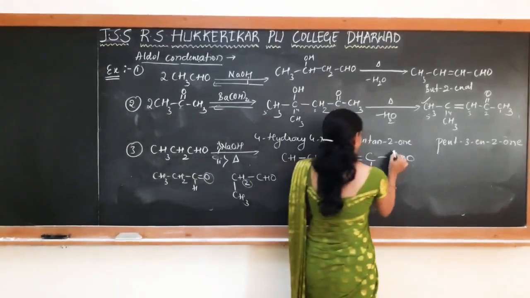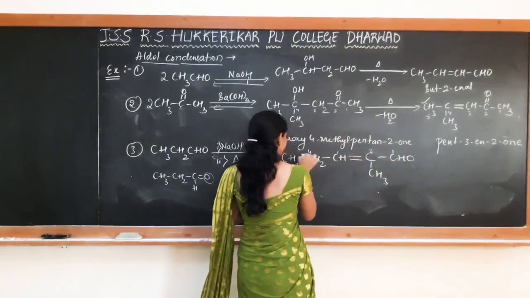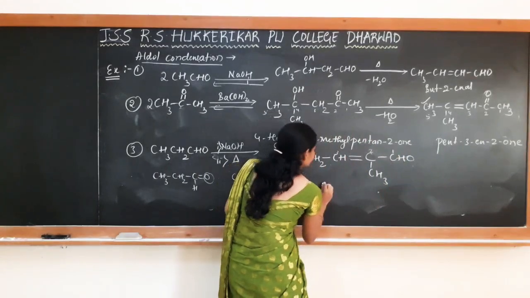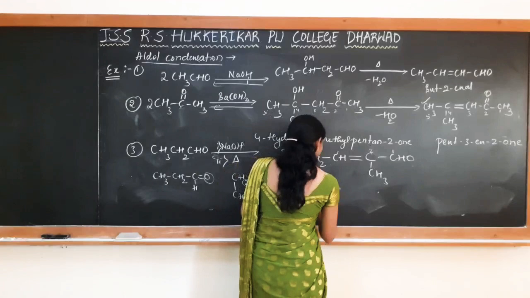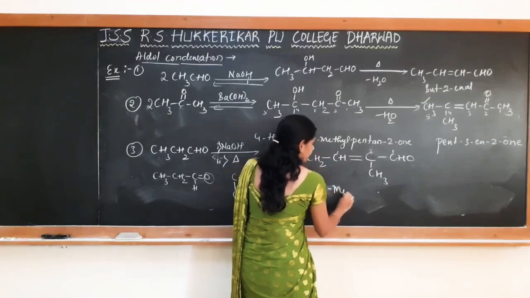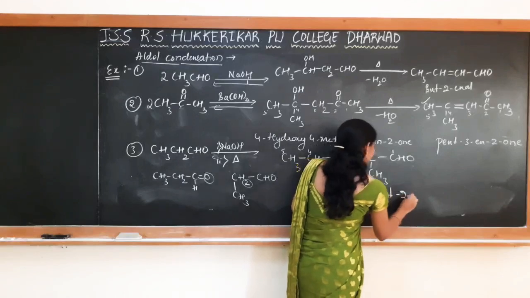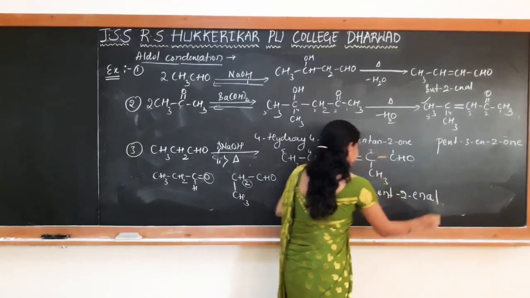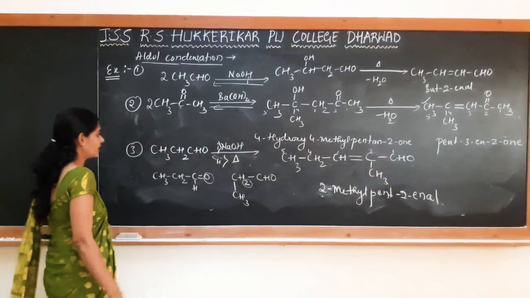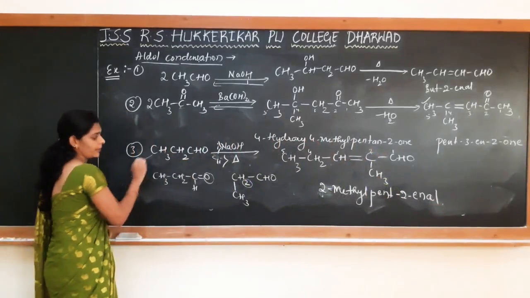So you can just write the name of this one. It is 2-methylpent-2-enal, the product formed by the aldol condensation of propanal.